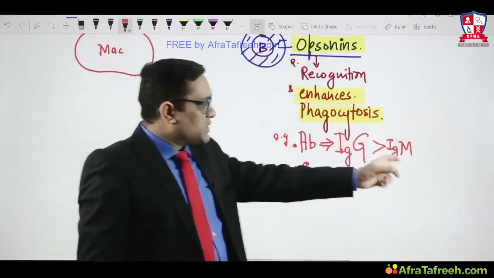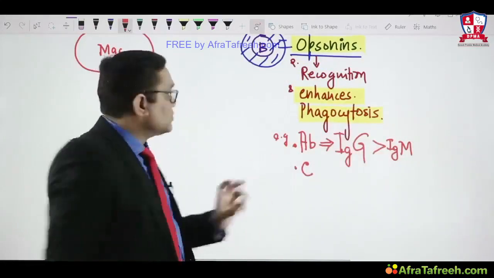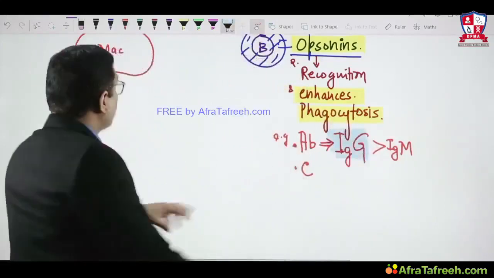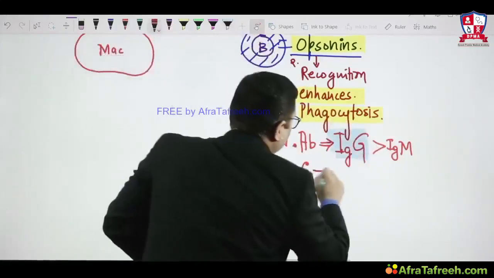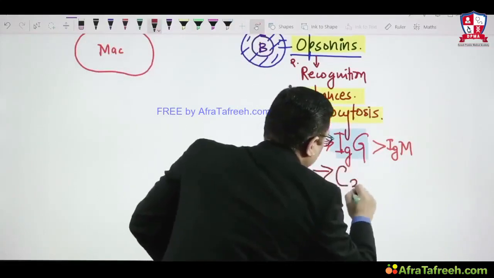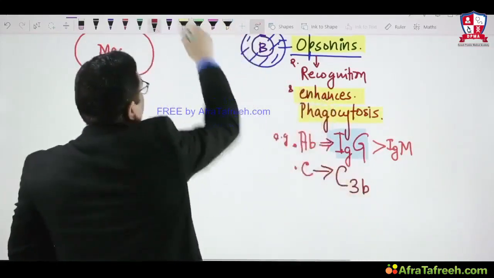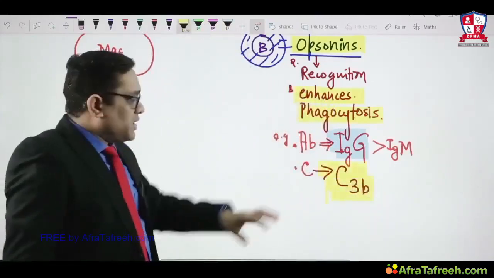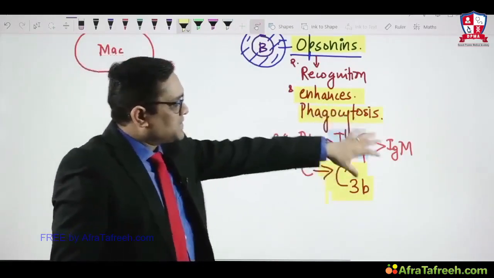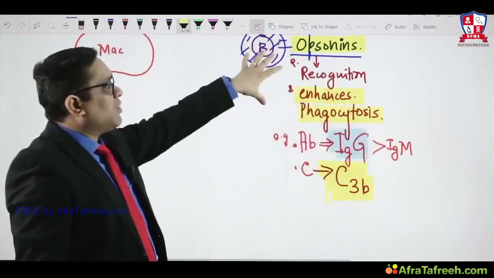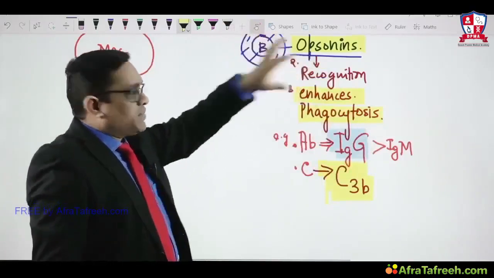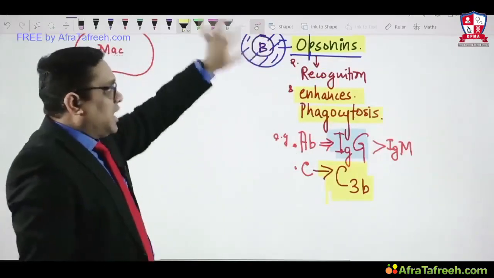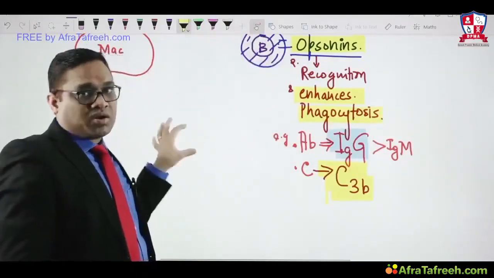IgG antibody is better than IgM antibody for opsonization. So this was the older All India question. Amongst the complements, this was the previous year All India question: which complement is opsonin? C3b is opsonin. So C3b, immunoglobulin, IgG or IgM will be coating the bacterial cell wall, and this will be opsonizing. So this is called opsonization.